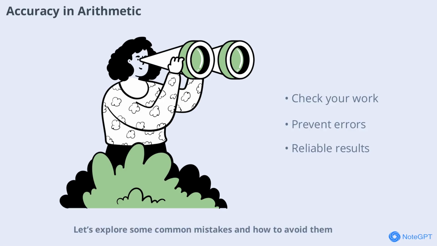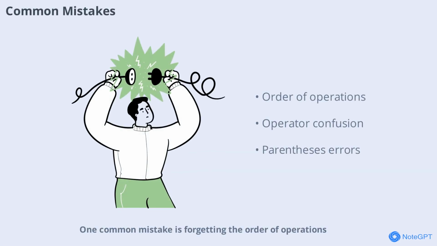Let's explore some common mistakes and how to avoid them. One common mistake is forgetting the order of operations, which can change the answer completely. Another is misusing operators, like confusing multiplication with addition. Sometimes people overlook parentheses, leading to incorrect results. To avoid these errors, always write calculations clearly and review your steps. Practice makes perfect, and understanding the basics helps you avoid these pitfalls.